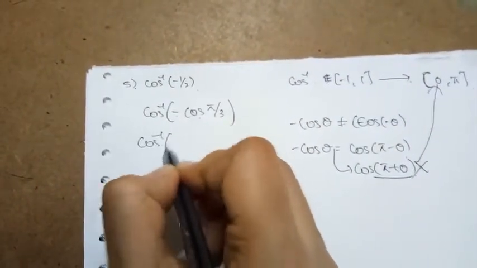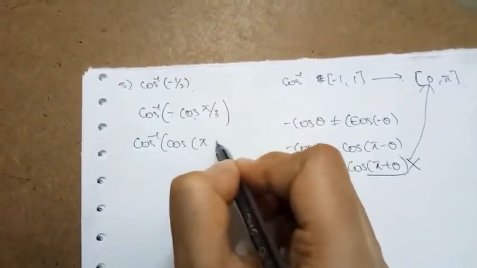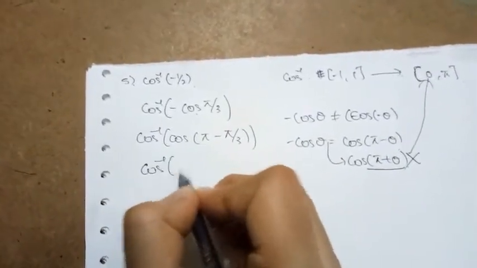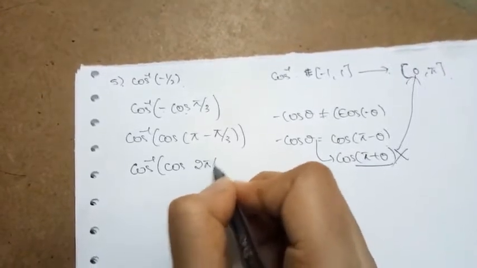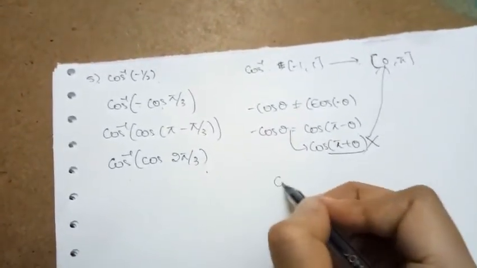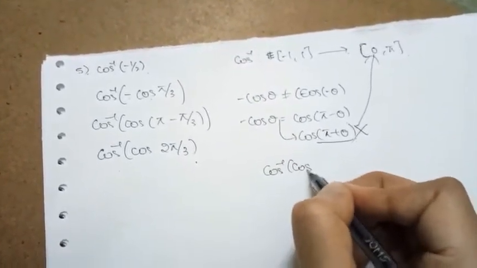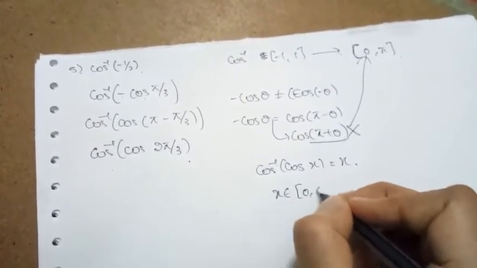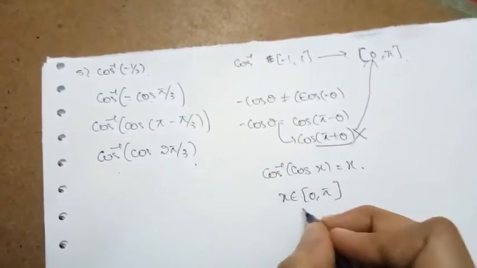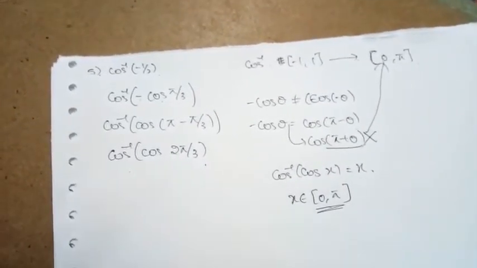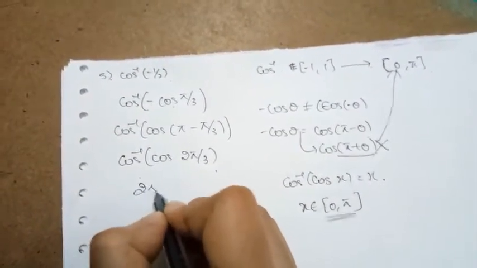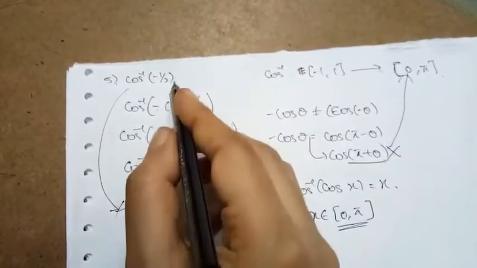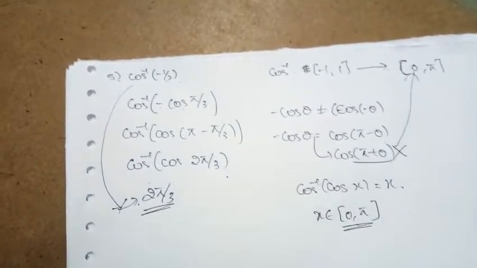So cos inverse of cos of pi minus pi by 3, that is cos inverse of cos 2 pi by 3. Now this is in the format of cos inverse of cos x is equal to x when x belongs to 0 to pi. Clearly our 2 pi by 3 belongs to this range, that is the principal value branch. So the principal value of cos inverse of minus 1 by 2 is 2 pi by 3.